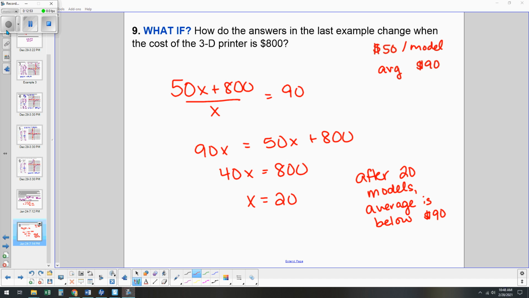All right, so the only thing that's going to change is we're going to replace the 1,000 with 800. So we end up with an x value of 20, which means after 20 models, the average will be below $90. And that is the second day of section 7.2.